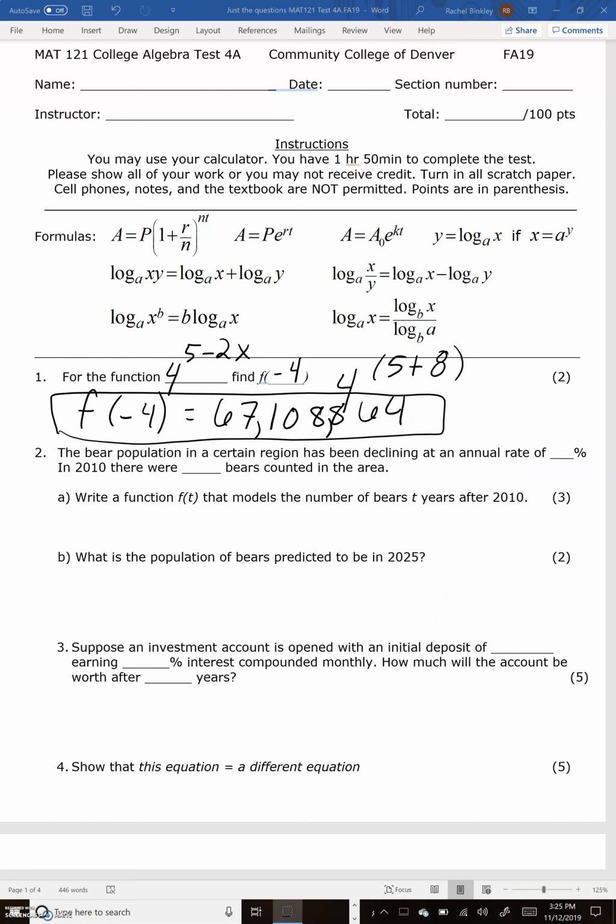The second one is the bear population, and I guess this was a hot debate at the CCD math department, where some people wanted to use a continuous growth function and some people wanted to use just the regular exponential function. I am okay with either one that you do, but we can do it both ways here. So let's make up a rate of 8%. Okay, so our bears are growing at an annual rate of 8%.